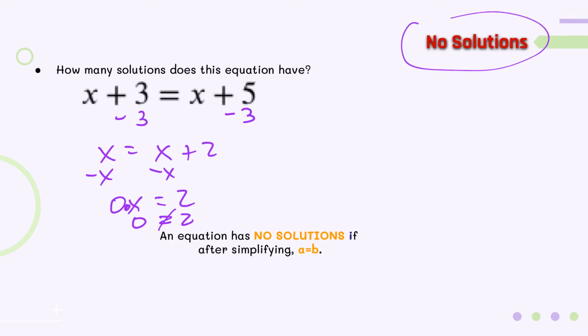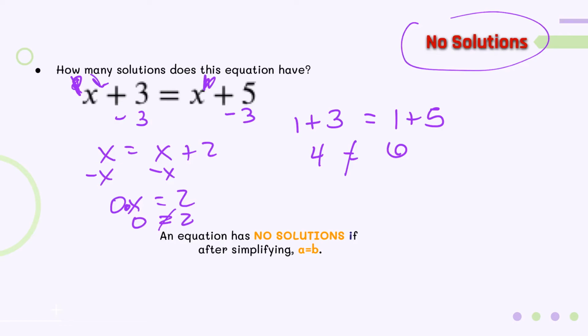So if we put in a 1 for x, I get 1 plus 3 equals 1 plus 5. So 4 is equal to 6. We know that doesn't work. 4 does not equal 6. So there is no solution. There is nothing we can put in for x that will make the statement true.